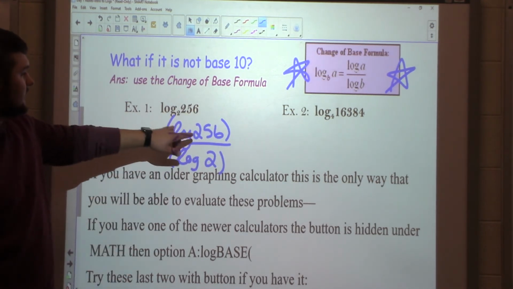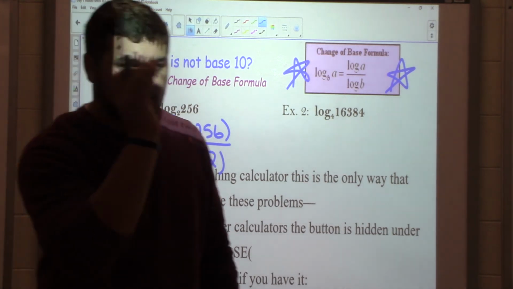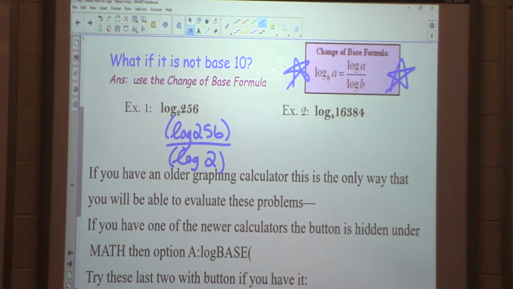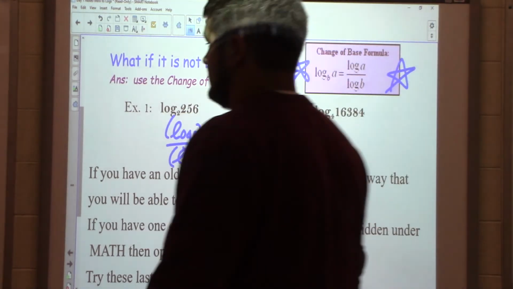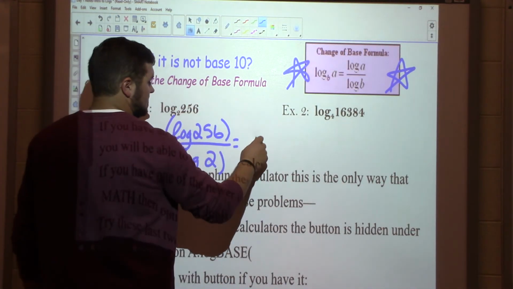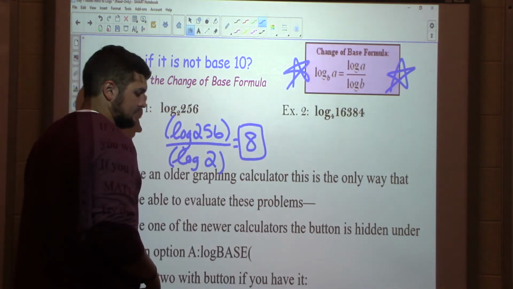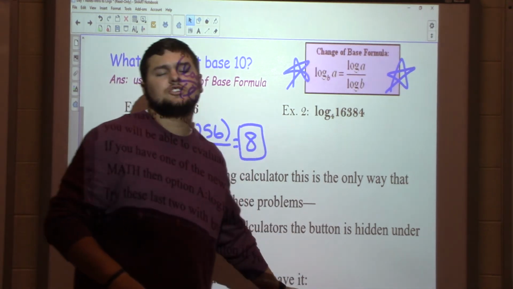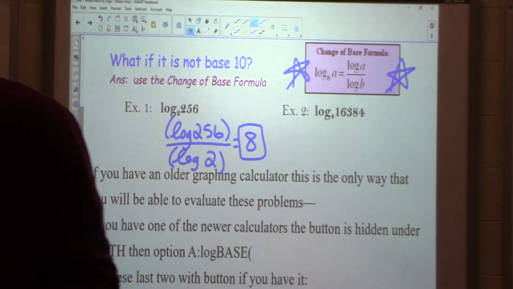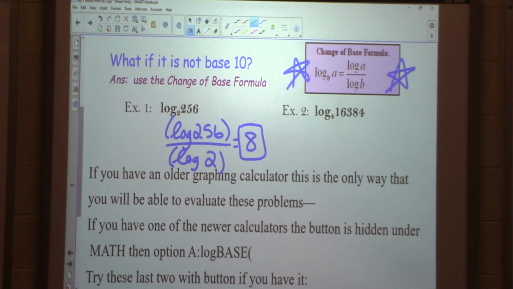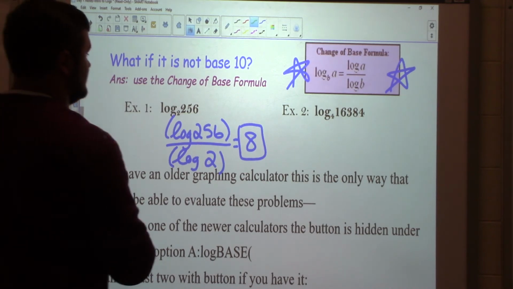So do that in your calculator. Log 256, make sure you close the parenthesis after 256, divided by log of 2. The answer is 8. If we want to get to our test, we have to stay down here. Like I said, if you have an older calculator, you're going to have to do it this way, so you need to learn this.